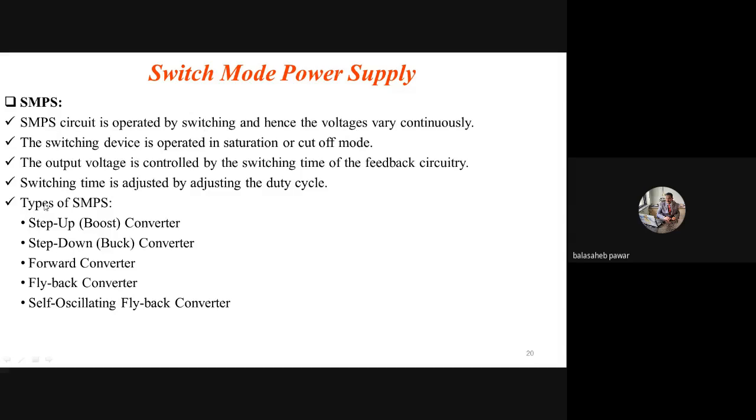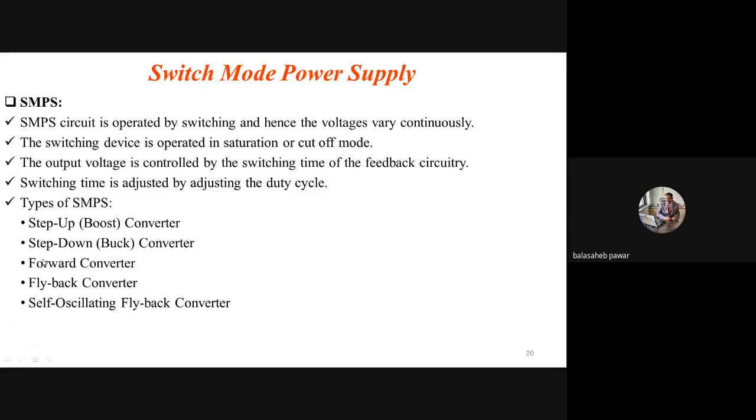Then the output voltage is controlled by the switching time of the feedback circuitry. Already yesterday we took that example. If that output tries to go down, that feedback circuitry will sense it, and the action taken by that controlling circuitry is to increase the pulse width so that the output will get retained to its original value. Okay. So the switching time is adjusted by adjusting the duty cycle. Already I explained all these points.